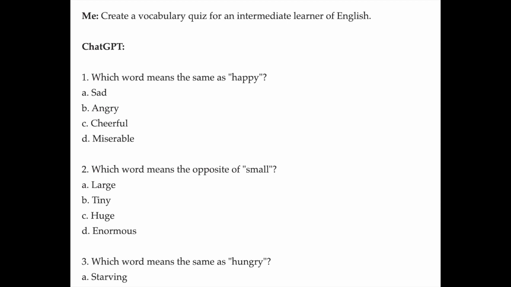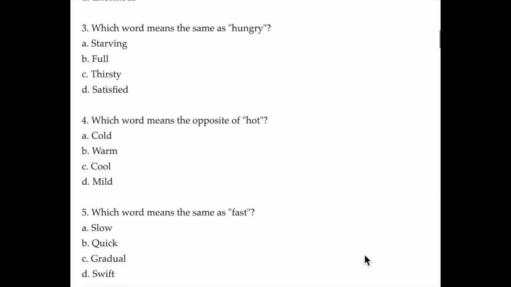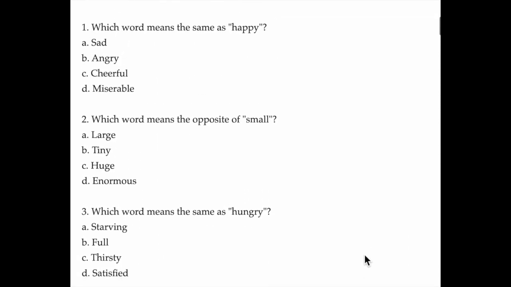Okay, finally, I asked it to save some time for language teachers. So I asked it to create a vocabulary quiz for an intermediate learner of English. And the words it chose for this quiz, you can see: happy, small, hungry, hot, fast, early, loud, dark. Those are all reasonable words to ask about. But this doesn't work as a quiz. So, for example, the second one, which word means the opposite of small? A, large, B, tiny, C, huge, D, enormous. Well, I think either large, huge, enormous, any of those would be a correct answer.